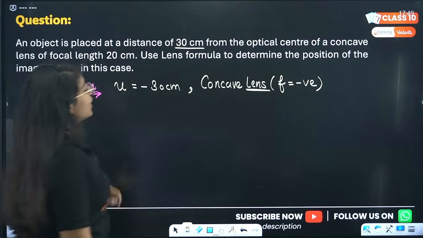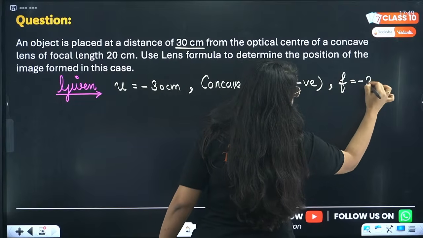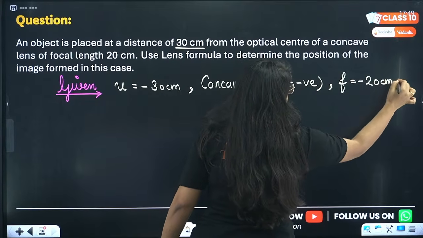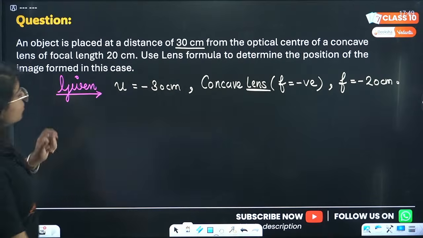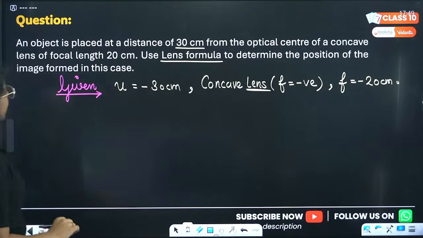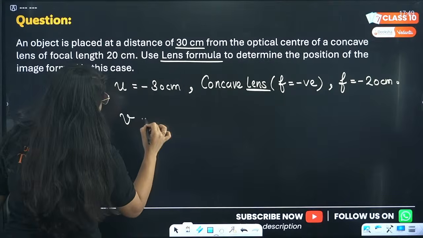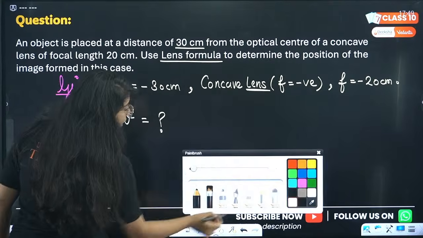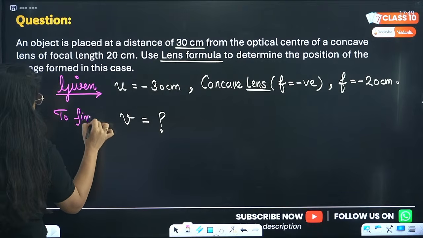Now the focal length is 20 centimeter. The focal length of this lens, beta, is minus 20 centimeters. Done. Use the lens formula to determine the position of the image formed in this case. Now we have to find the image distance, or the position of the image, in this case.